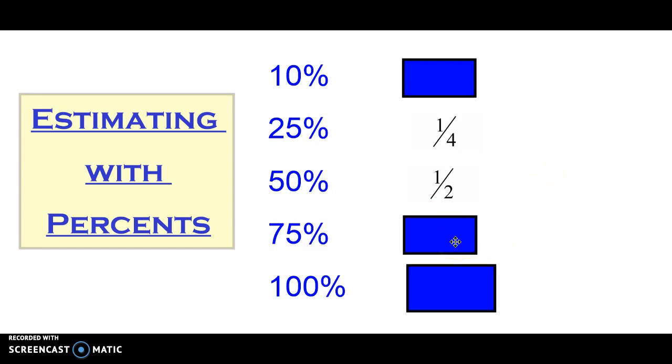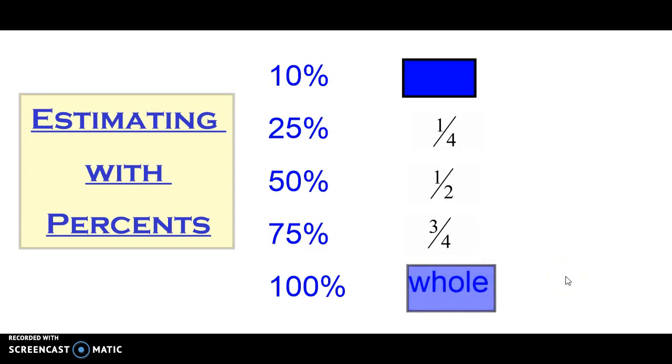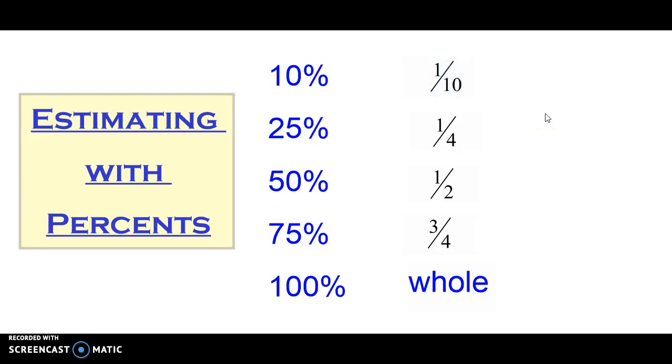75%, if we know what 1/4 is, then to determine 75% of the amount, take 25% and multiply it by 3 to get 3/4 of the amount. 100%, of course, would be the whole. 10% might be a little trickier, but 10% of an amount would be 1/10 of the amount, or take the amount and divide it by 10.